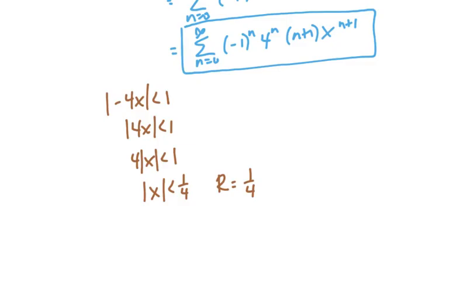So up here we have our power series representation with the radius of convergence of 1/4, because the radius of convergence is maintained. So let's look at another example.